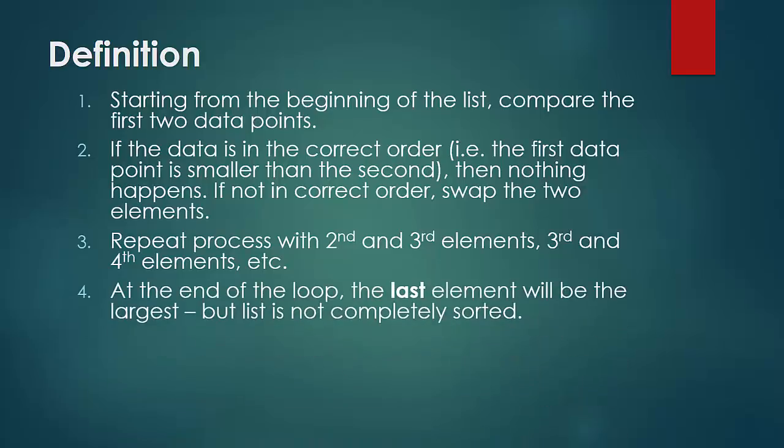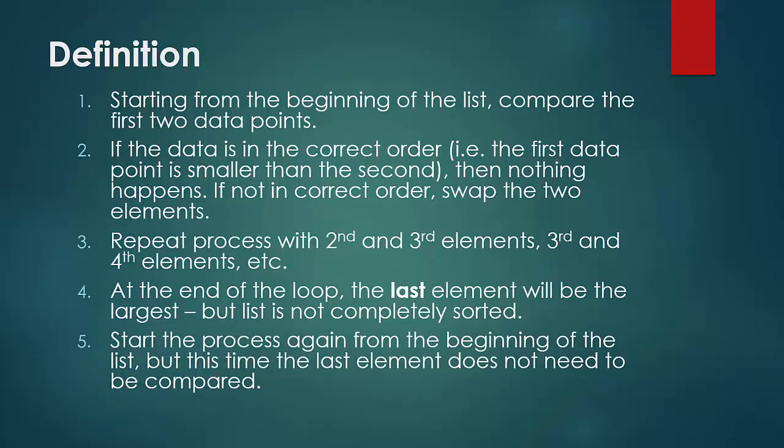Once you reach the end of this loop, so you've compared the first, second, third, fourth, fifth, all the way until you reach the end of your list, the last element at that point is going to be the largest. The list is not completely sorted, but the last element is going to be the largest because we're continuously swapping the largest element up towards the end of the list. So once we iterate through the list one complete time, the largest element will be last. What that means for us is we have to start the process again, but this time the last element does not need to be compared, because we already know it is technically sorted, since the last element is going to be the biggest.